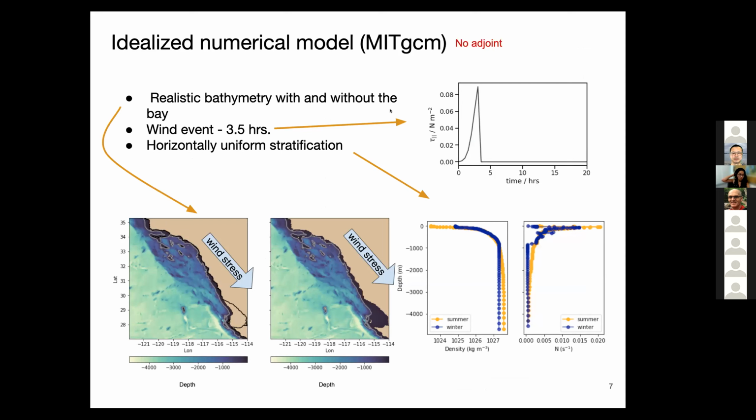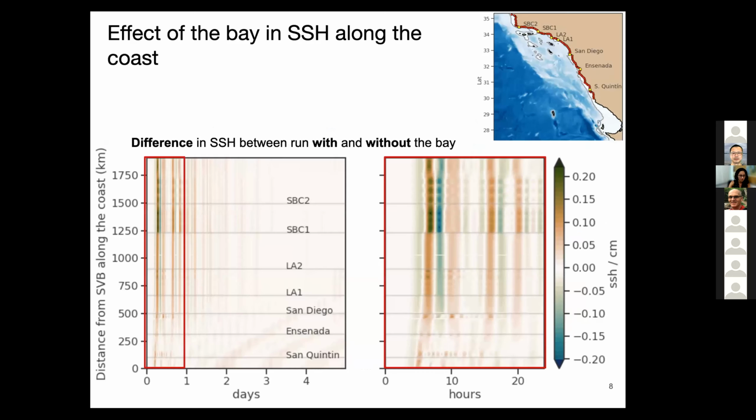To answer this question, we use an idealized configuration of the MITgcm model. And I just want to be clear that this is not a adjoint version. This is a perturbation model where we have runs with realistic topography and coastline, and I'm showing them here at the bottom. And we compare them to runs without the bay, right? So we force the model with a long-shore wind event, very simple, which is more like a wind burst than an actual wind event. That lasts for 3.5 hours, and we see what the response of the system is. And the model is stratified, but density is horizontally homogeneous. So this is a very, very idealized model.